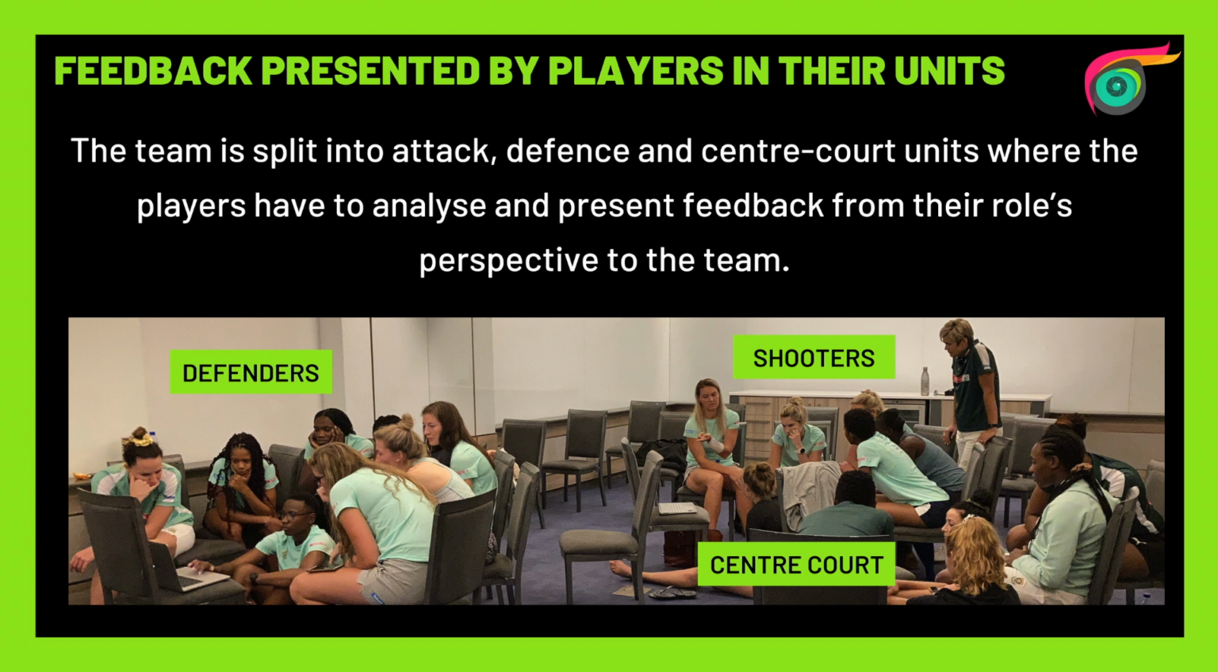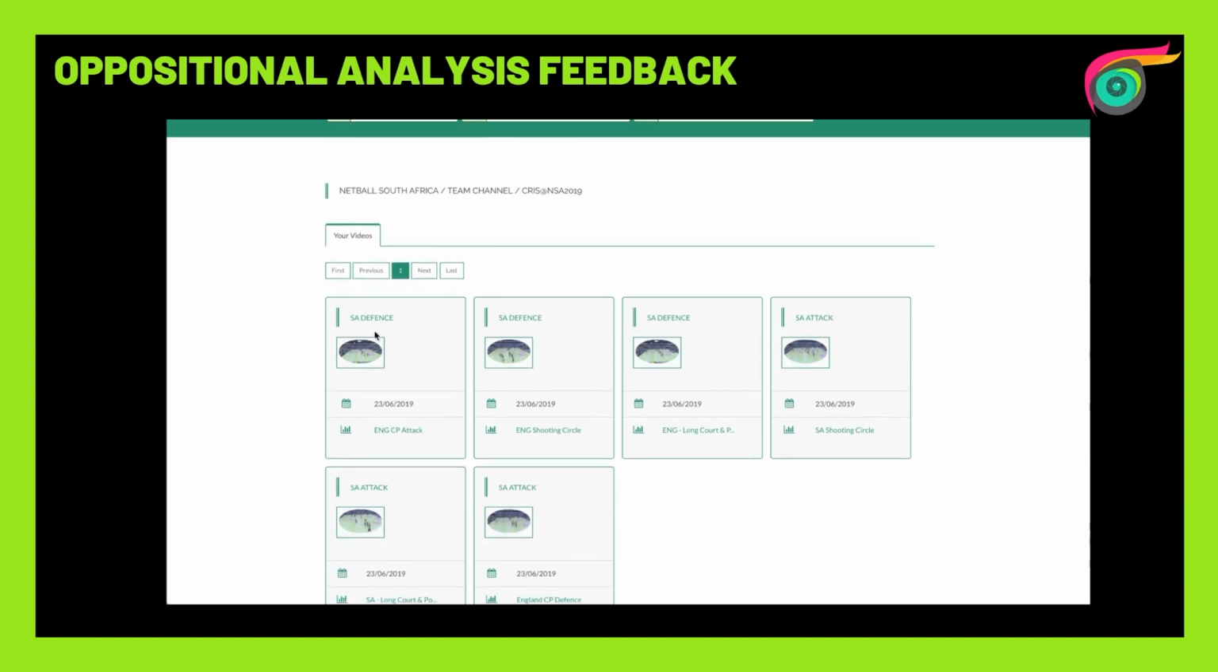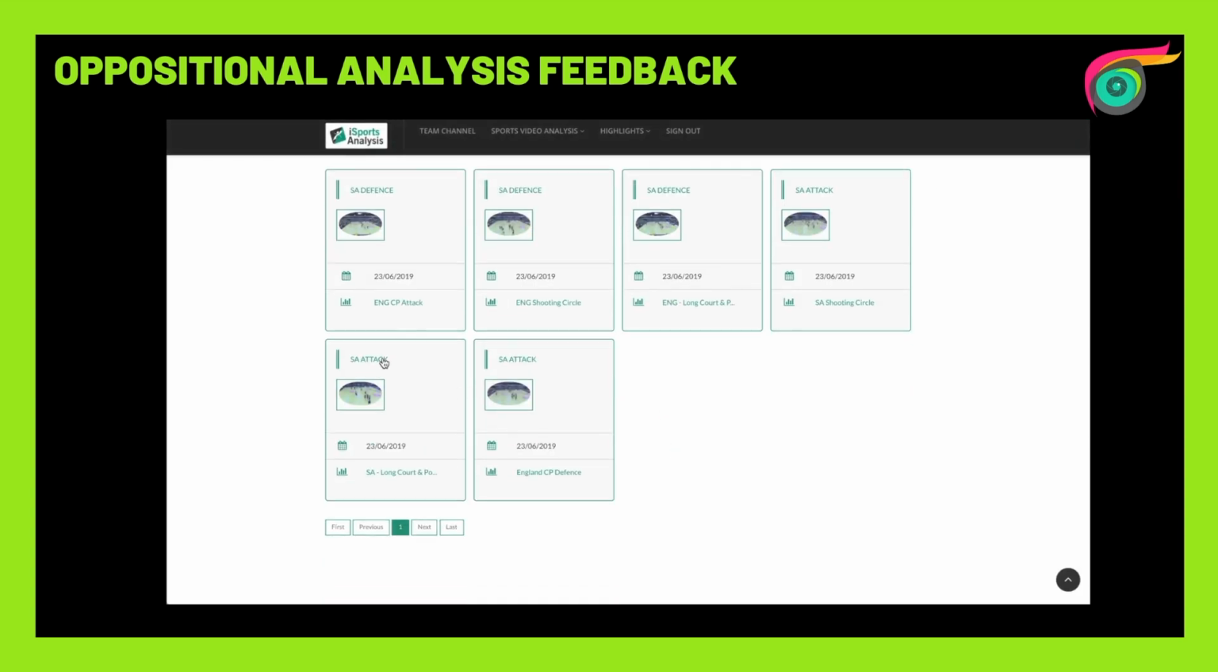Feedback presented by players in their units. The team is split into attack, defense, and center court units, where the players have to analyze and present feedback from their role's perspective to the team. Oppositional analysis feedback. The coach can analyze the opposition's game plan and strategy and come up with strategies to counter their game plan by exploiting their weaknesses. Individual players in the team can be given a specific opponent to analyze and then present their feedback to the rest of the team so the team can get an idea of how the opposition player performs, and they can then discuss ways to exploit their weaknesses.